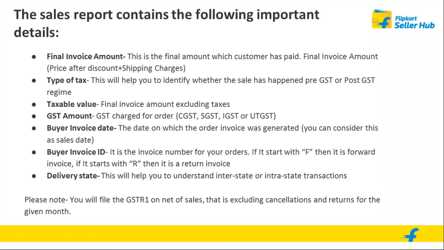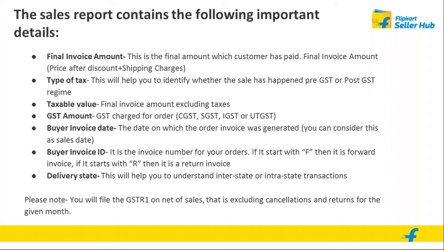And then we have final invoice amount, that will be your final amount which the customer has paid. And we have type of tax, that will be your GSTN, or if in case it is an old report that you're generating, whatever taxes you paid before GST, all of those taxes will be reflecting there. Tax value will be reflected, and you'll have your GSTN amount, that is based on your CGST, SGST, IGST or UTGST. Buyer invoice date, so the date on which that particular invoice was generated.